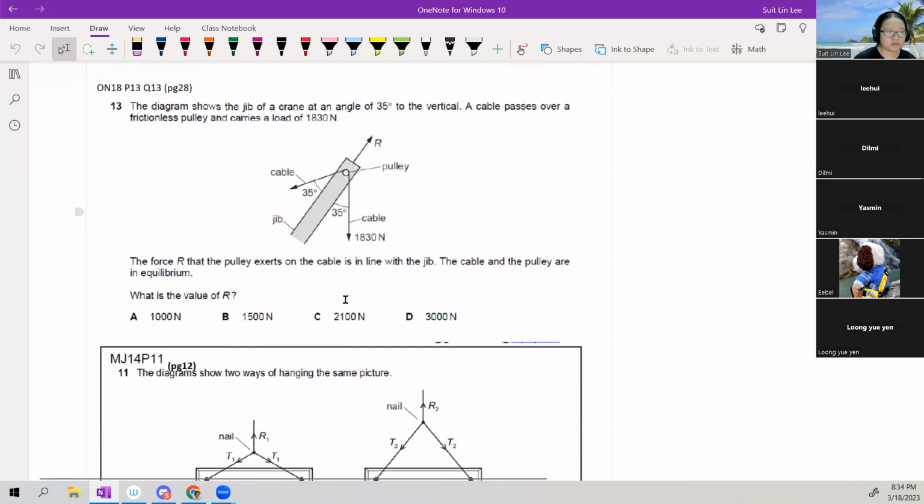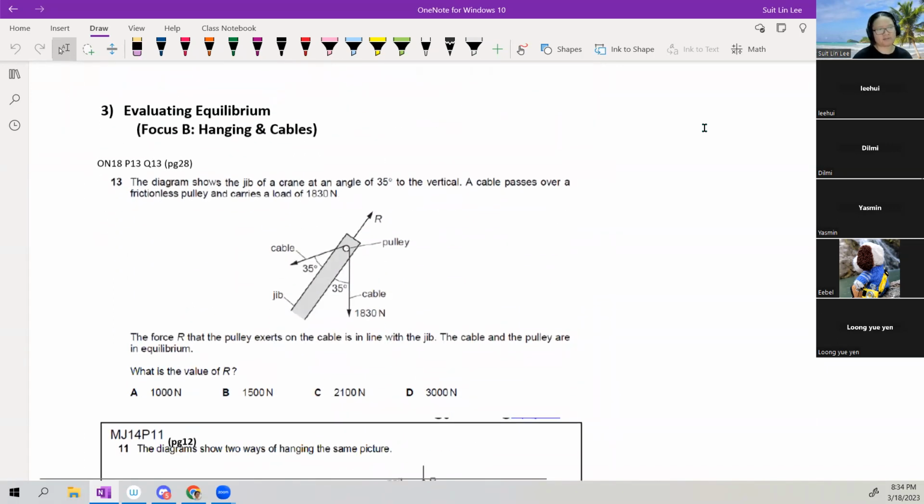Already did this. So we're going to continue by looking at focus B, which is how do you think about hanging cables? Whenever you see a cable, just think about it as pulling only, unless it's a spring. A spring can compress, but most of the time, strings or ropes are used to be pulled. For example, here you have a system. You can find a common point here, and the cable and pulley is in equilibrium, and you're asked to find the value of R.